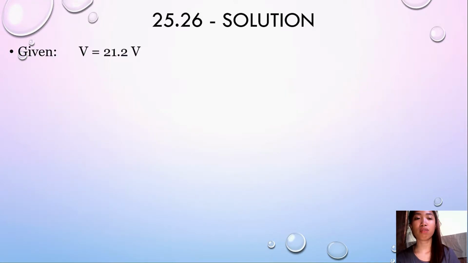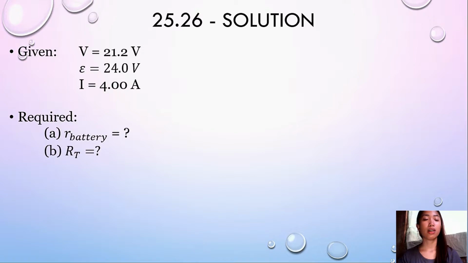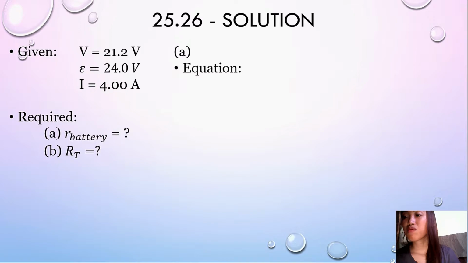As shown in figure 25.26, the terminal voltage is 21.2 volts, where the EMF of the battery is 24.0 volts. The current is 4.0 amperes. We are required to find the internal resistance of the battery and the external resistance of the circuit. As the current moves through r, it experiences an associated drop in potential. We can apply equation 25.15 in this case to find the internal resistance r.